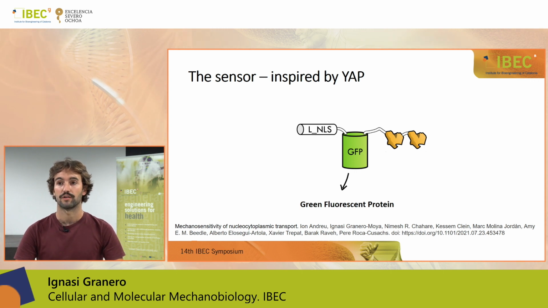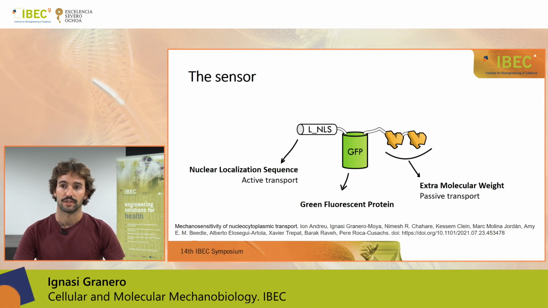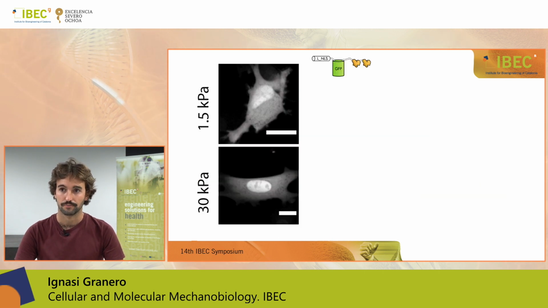It has a green fluorescent protein that allows us to image where the bulk of the sensor is. It has an NLS that regulates the active transport through the nuclear pore, and a molecular weight to regulate its passive transport through the nuclear pore. This works, as already uploaded in bioRxiv, because active transport and passive transport are differently regulated when the nucleus is under forces.